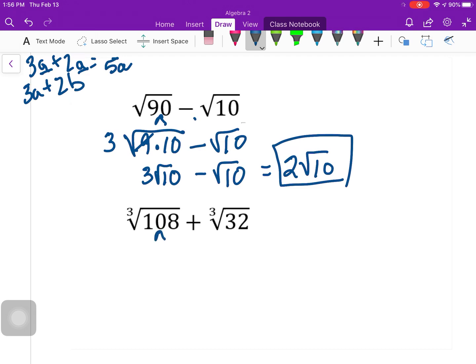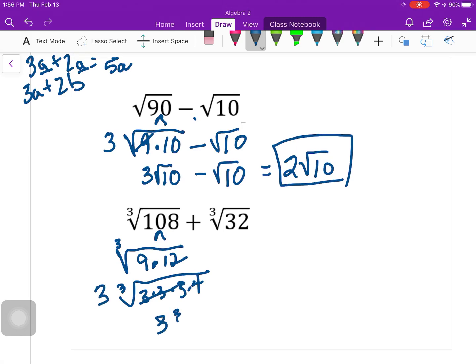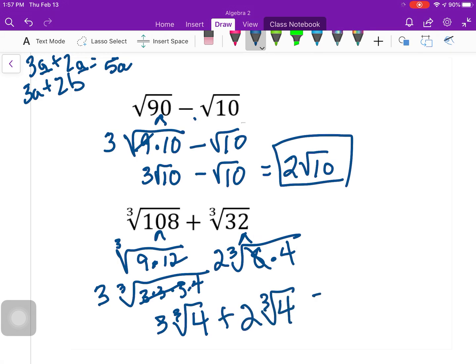So let's try this one. The cube root of 108. That would be the cube root of 9 times 12, which is the cube root of 3 times 3 and 3 times 4. Since there are 3 3's, it is 3 cube root 4. Now we have to simplify the cube root of 32. So that is the cube root of 8 times 4. Well, the cube root of 8 is 2. So I have plus 2 cube root 4. 3 cube root 4 plus 2 cube root 4 is 5 cube root 4.